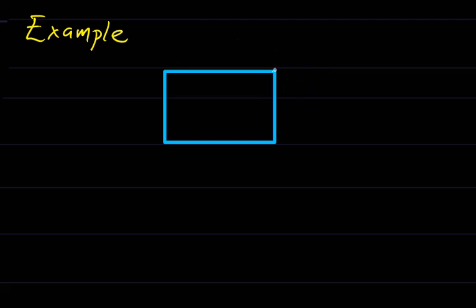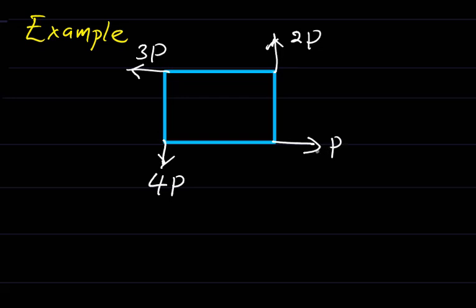So 4 forces. This one is acting in this direction, and this one is acting in this direction, which of course is 2p. In this direction is 3p, downward. This is 4p, and in this direction this is p. Okay, so now the question goes this way.